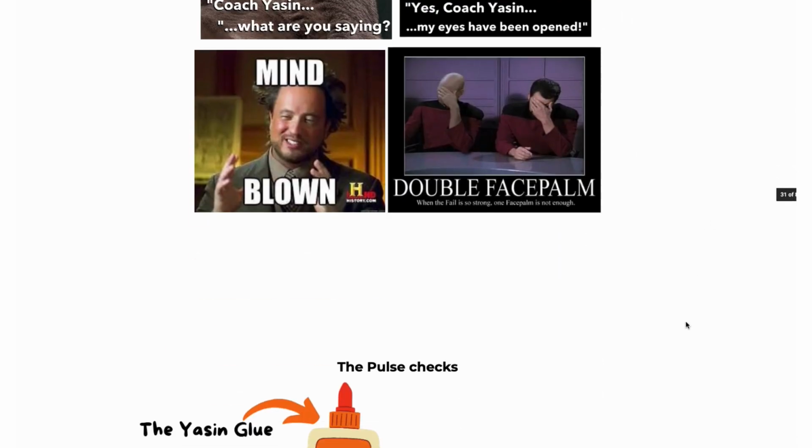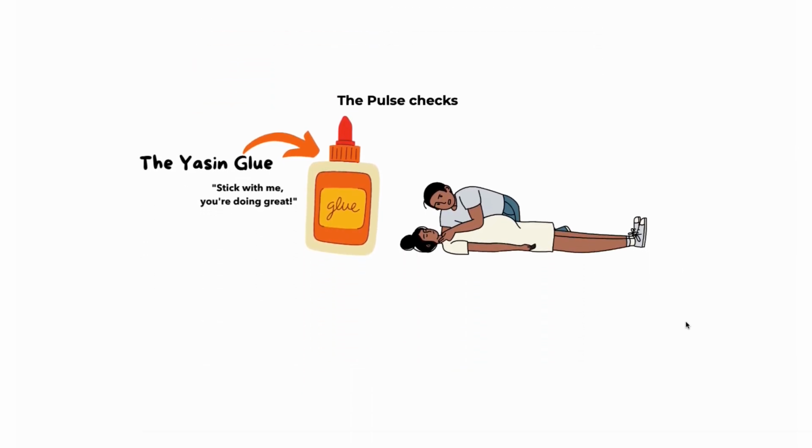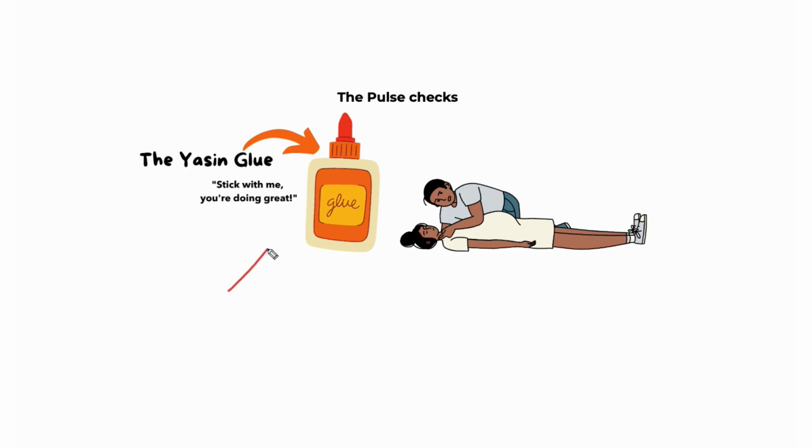From there, we also had a number of pulse checks. Of course, don't forget my own very brand of glue. Stick with me, you're doing great. The Yasin glue. Of course, the pulse check that would happen every once in a while, making sure that everyone was still alive as we went ahead and got through this training.